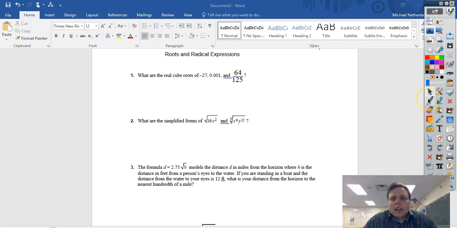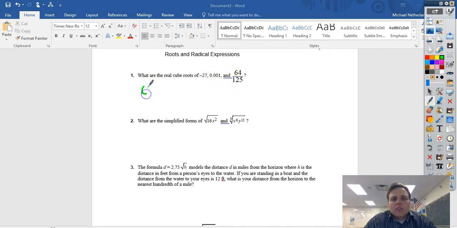Hey guys, I figured I'd just take a moment and go over your review. We went over it in class, but just in case you don't remember some stuff, I want to go over it. So, what are the real cube roots of negative 27, 0.001, and 64 over 125?